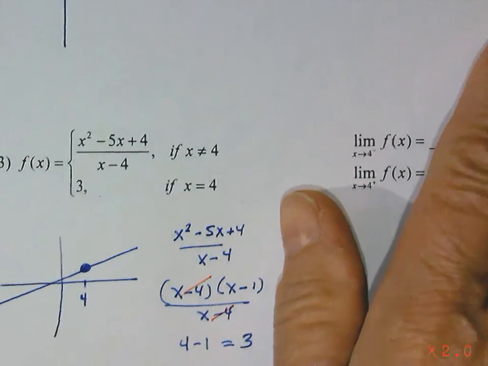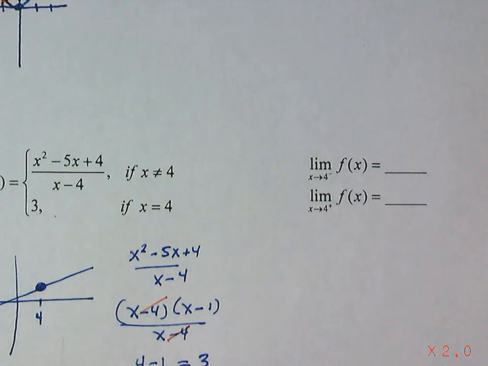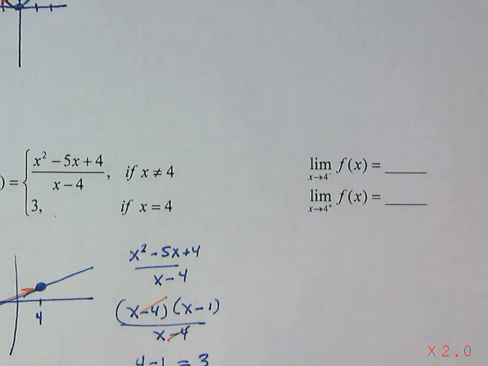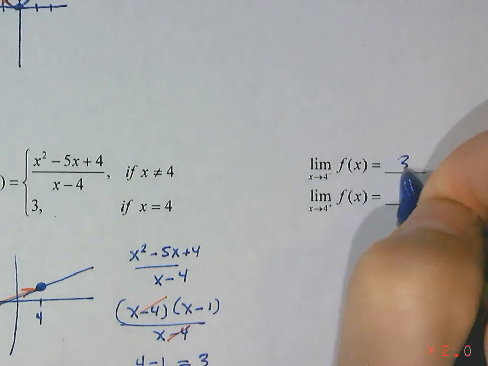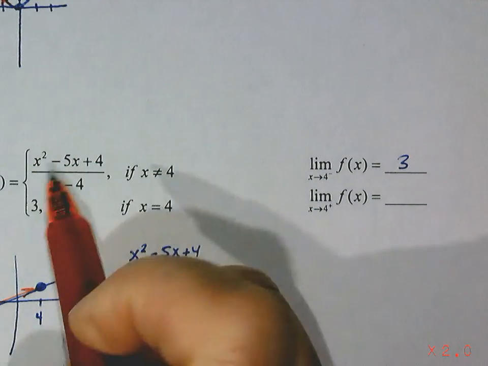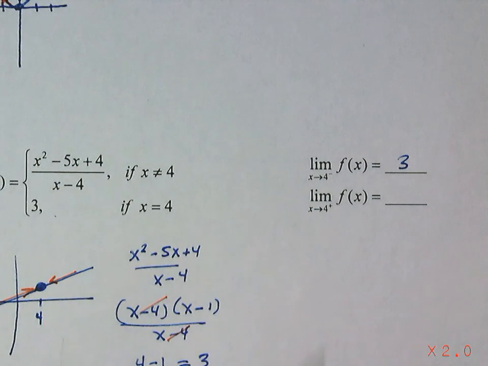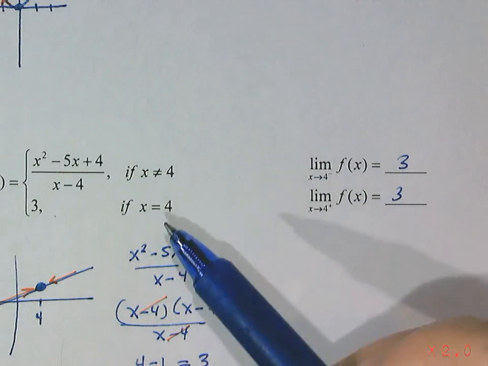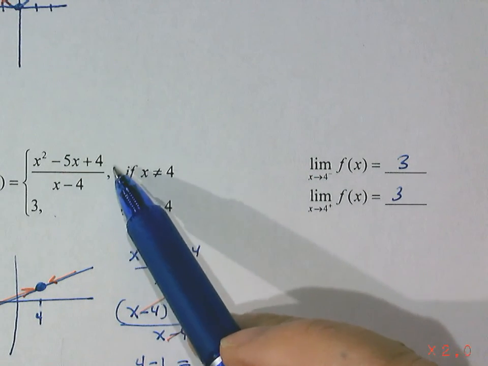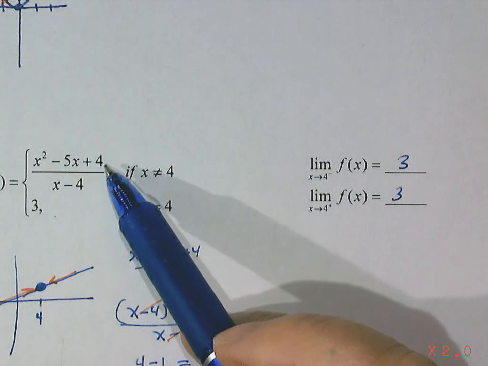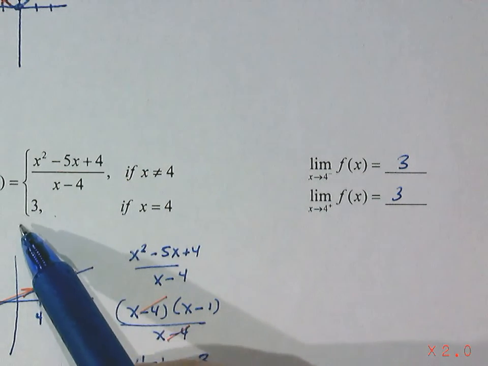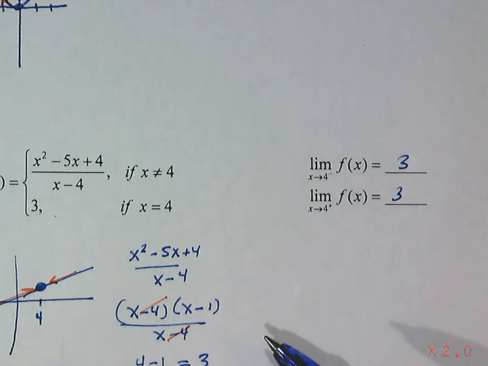So what happens as x approaches 4 from the left, I'm getting closer to 4, this value is 3. As I'm approaching 4 from the right, this value is 3. So if I only had this top function right here, that is not continuous when x equals 4. By adding this part of the function, I'm making a continuous function. I've plugged the hole, I've made a removable discontinuity.